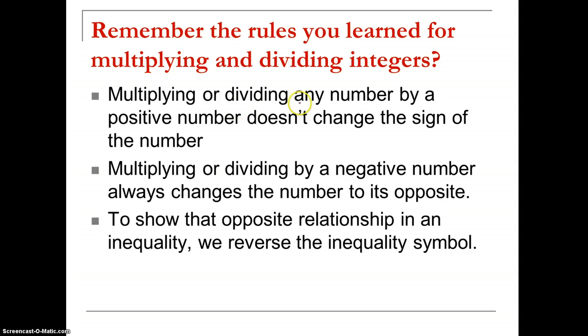When you multiply or divide any number by a positive number, it doesn't change the sign of the number. When you multiply or divide by a negative number, it always changes the number to its opposite. So to show that opposite relationship in an inequality, we reverse the inequality symbol. Again, a positive number times a positive number doesn't change the sign. But when you take a positive number and multiply by a negative number, it now changes the sign to its opposite.